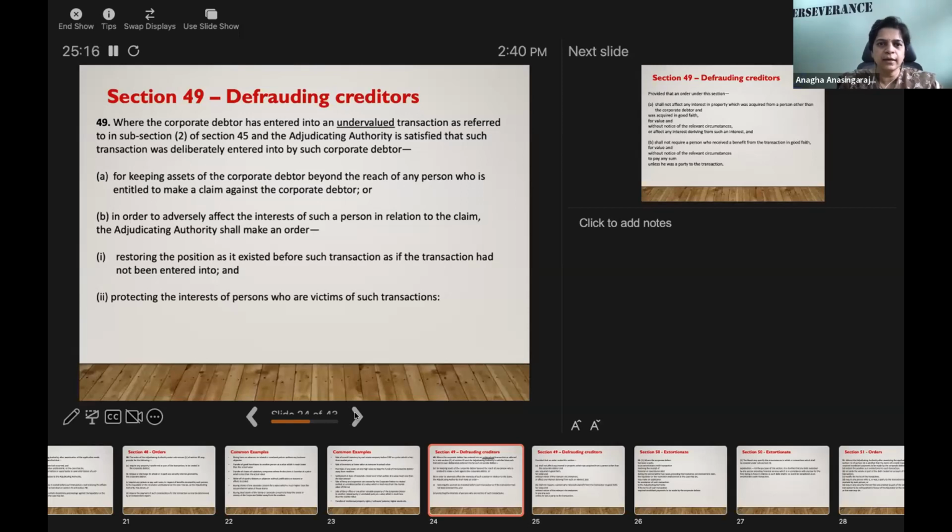So where the CD has entered into an undervalued transaction as referred to in subsection 2 of 45, and the NCLT is satisfied that such transaction was deliberately entered into by the CD for keeping the assets of the CD beyond the reach of any person who is entitled to make a claim against the CD, as in any creditor, or in order to adversely affect the interest of such person in relation to the claim, then NCLT shall make an order restoring the position as it existed before such transaction, as if the transaction had not been entered into, and protecting the interest of the persons who are victims of such transactions.